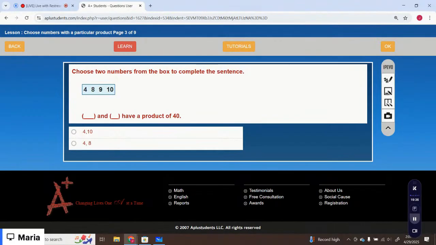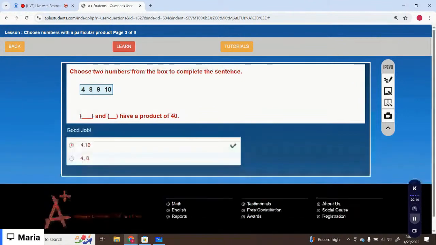Choose two numbers from the box to complete the sentence. Which two numbers have a product of 40, which is the correct option? Four times 10 is 40. Option number one is the correct option. That is 4 and 10. Very good.